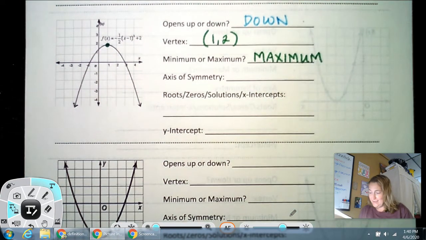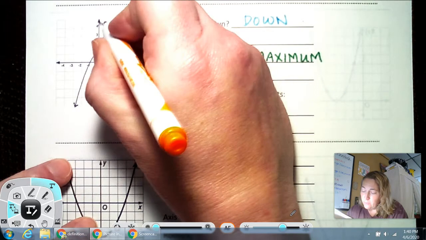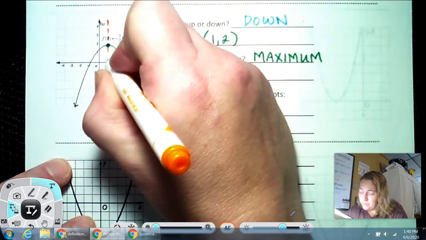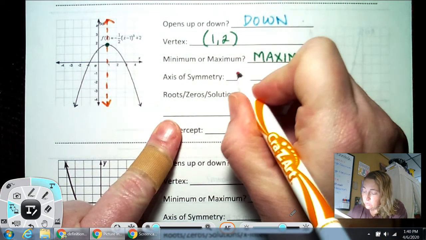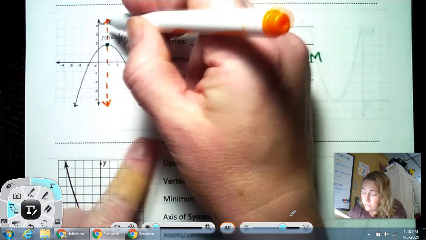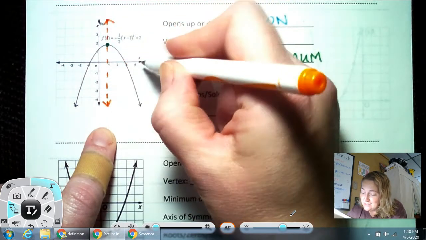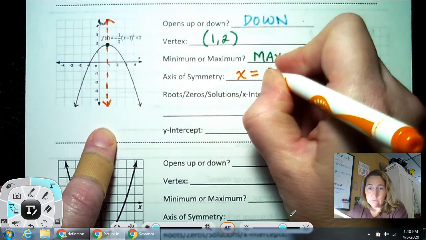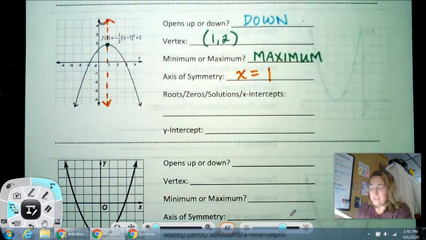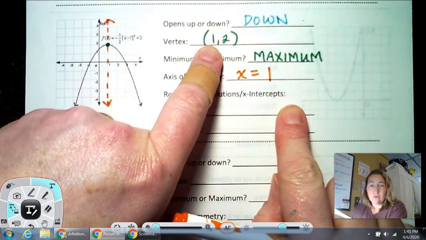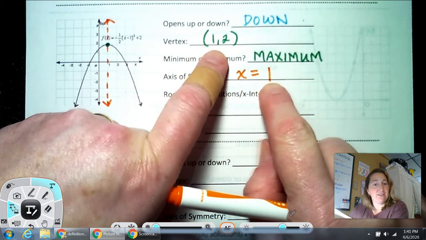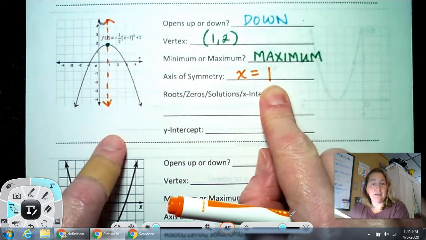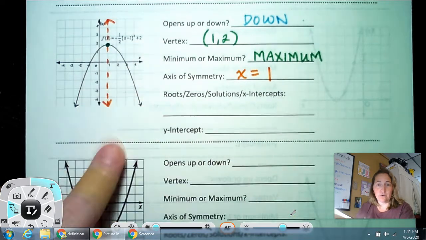All right. The axis of symmetry always goes through the vertex. So I'm going to go ahead and sketch it on the picture. And then the way I write it is with the equation x equals wherever that invisible line would hit the x-axis, and it hits right here at 1, x equals 1. And so you'll notice again, the vertex has an x-coordinate of 1, and the axis of symmetry has an equation of 1. That's not a coincidence. That's always how it's going to work, because our axis of symmetry always goes through the vertex.